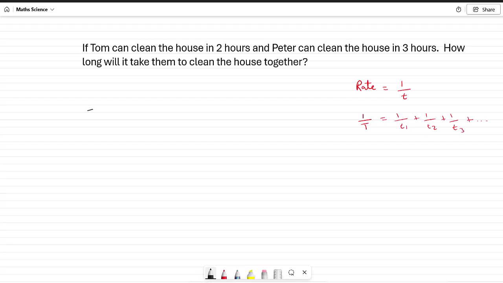So for Tom, the rate is 1 divided by t equals 1 divided by 2, because it takes him 2 hours to clean the house. For Peter, it is 1 divided by t equals 1 divided by 3.